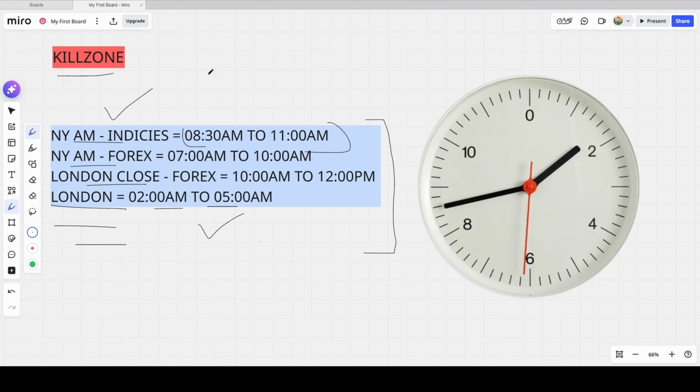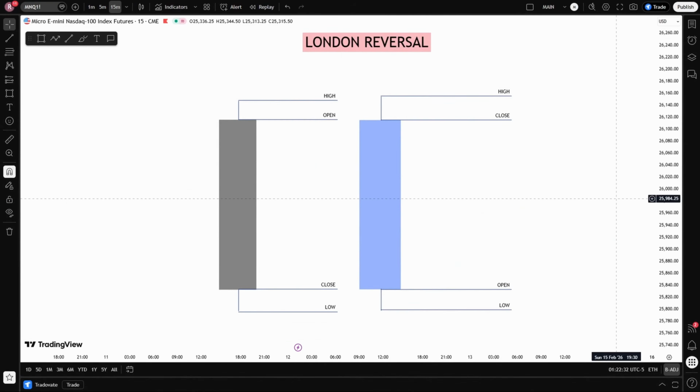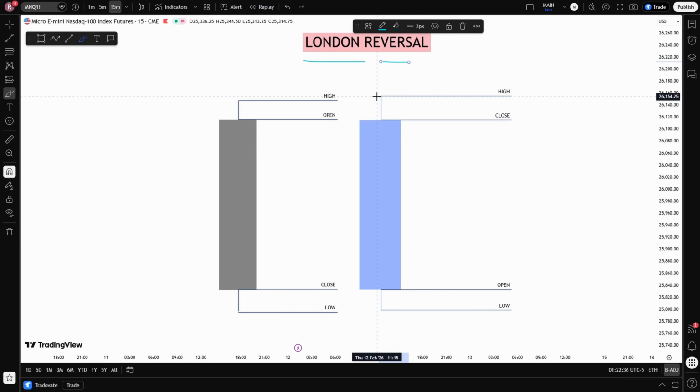Once you know when the market is most likely to move, you can start focusing on how it moves within those sessions. Now, what is a London reversal? A London reversal is essentially a classic expansion candle that forms during the London session. It follows a very recognizable pattern once you understand what you're looking for.